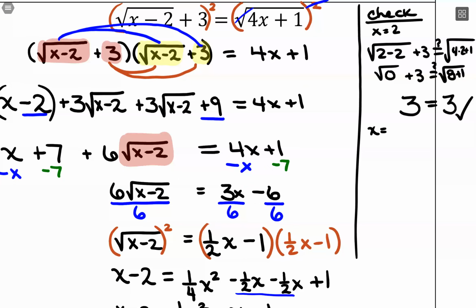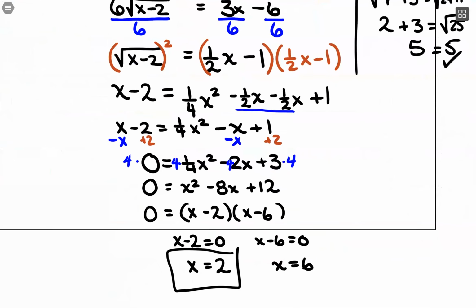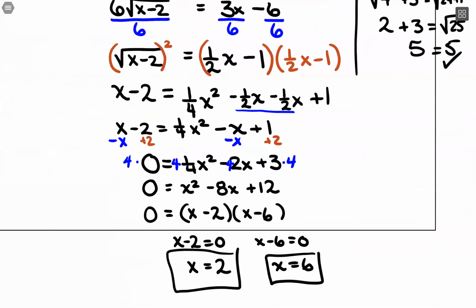And now let's look at x equals 6. So the square root of 6 minus 2 plus 3 on the outside. And does that equal the square root of 4 times 6 plus 1? So the square root of 6 minus 2 is 4. 4 times 6 is 24, and then plus 1. So this will be a 2 plus 3, and this will be the square root of 25, so we're getting 5 equals 5, which is great. So this is a case where we have two solutions. If we graphed both sides of the equation, what that would look like is having two intersection points on these graphs.